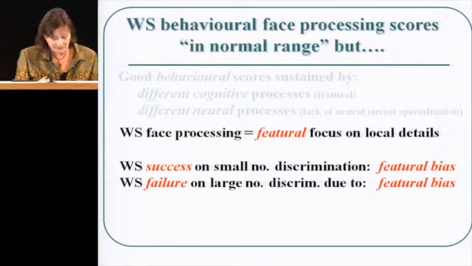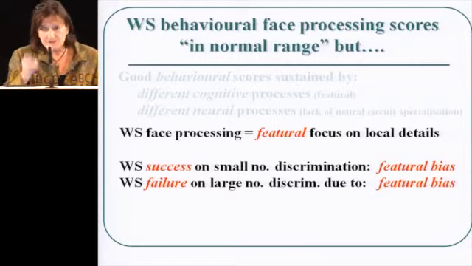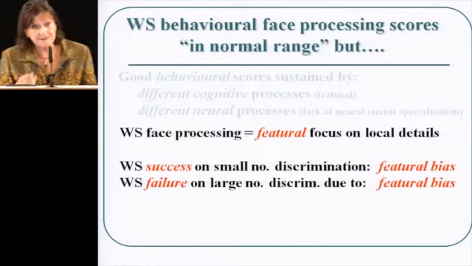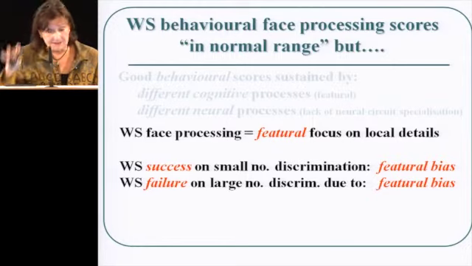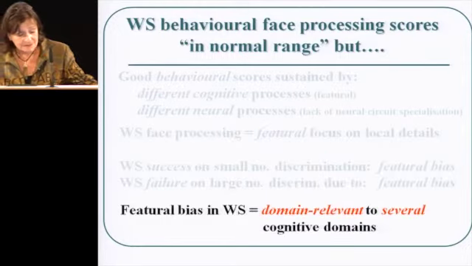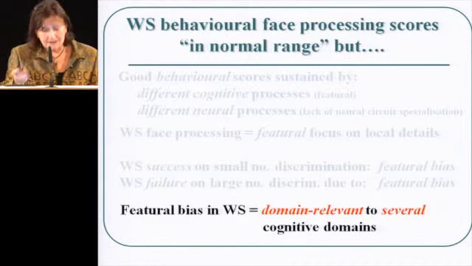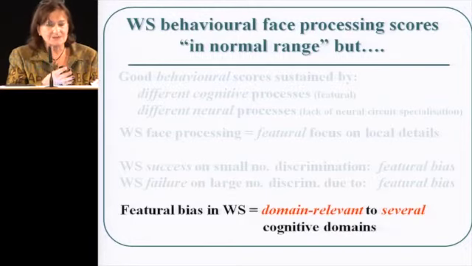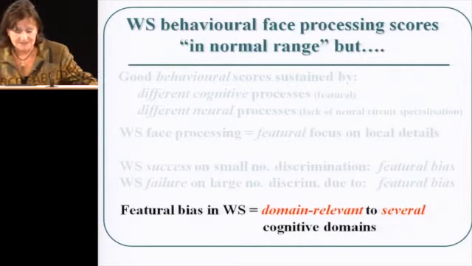But recall, in the infants, Williams' success on small number discrimination was also because they could focus on very local parts of the display. And their failure on large discrimination was because they focused on featural details and didn't focus on the overall whole. So what I want to argue is that this featural bias in Williams syndrome is domain relevant to several developing domains. Only we don't always see it obviously when we're measuring behavior. It's very obvious in some domains, but it's quite subtle in others because they find other routes to reaching success.